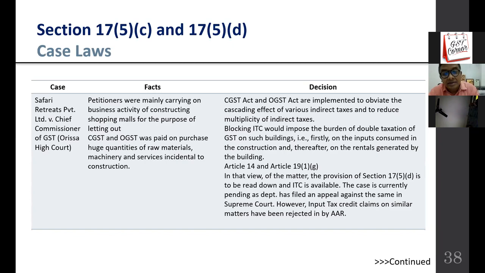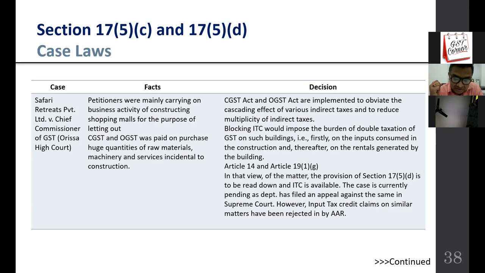In the case of commercial construction, the builders are getting the credit. Even now, the builders are getting the credit when they are selling the places before the completion certificate. So in our case, why will we not get the credit? That was the argument put forward by Safari Retreats.